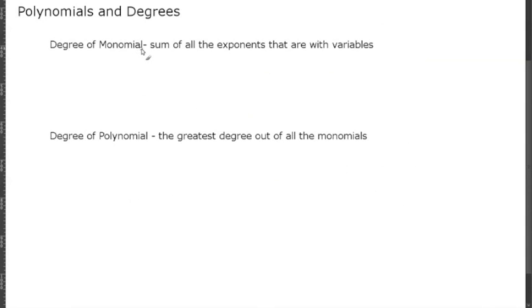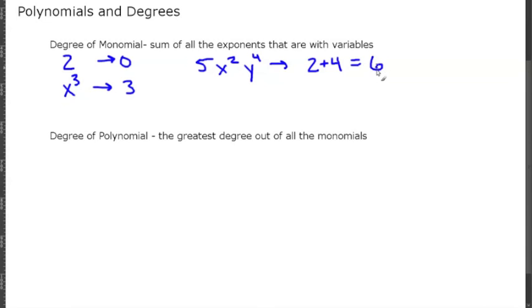The degree of a monomial is the sum of all the exponents that are with the variables. So, if you just have a number, say 2, the degree for 2 would be 0. If you had x cubed, that degree would be 3. If you had 5x squared y to the fourth, that degree would be 2 plus 4, which would equal 6. If you had negative 4 squared times a, that degree would be 1.